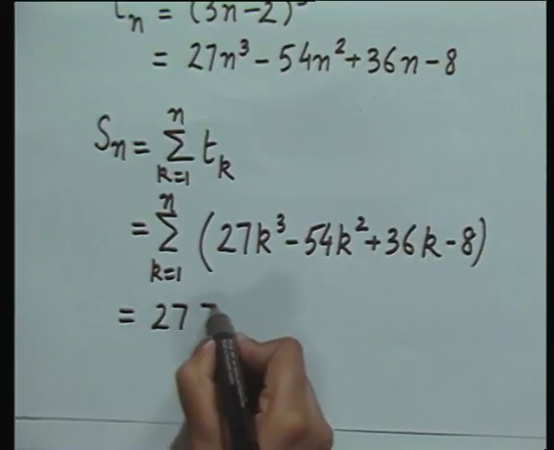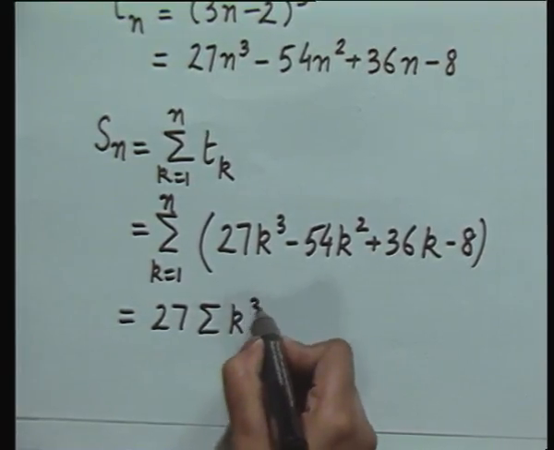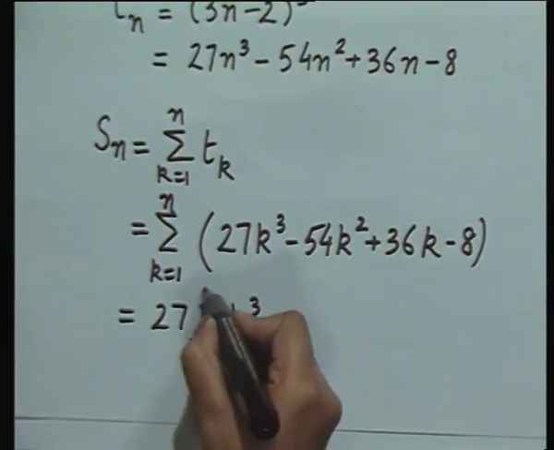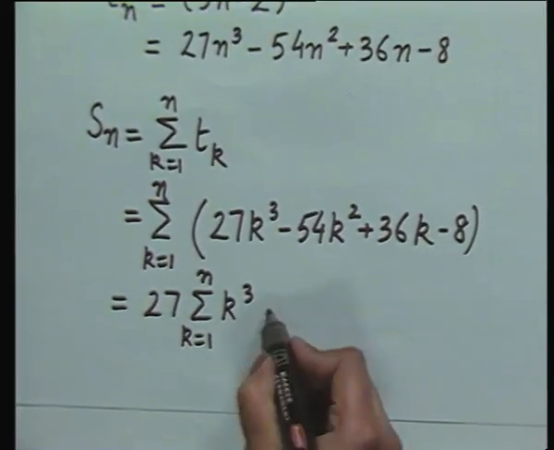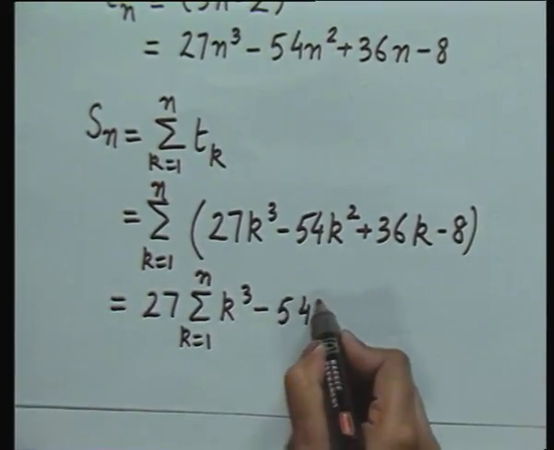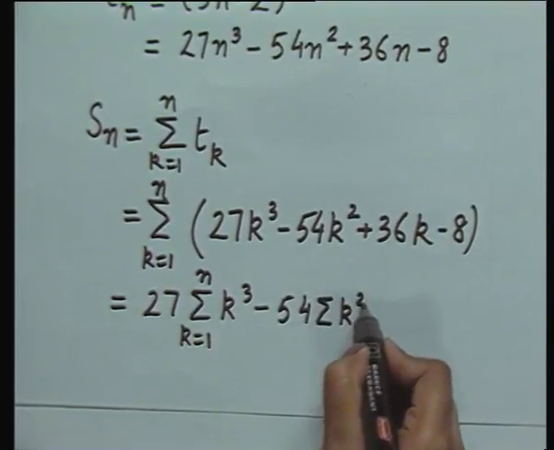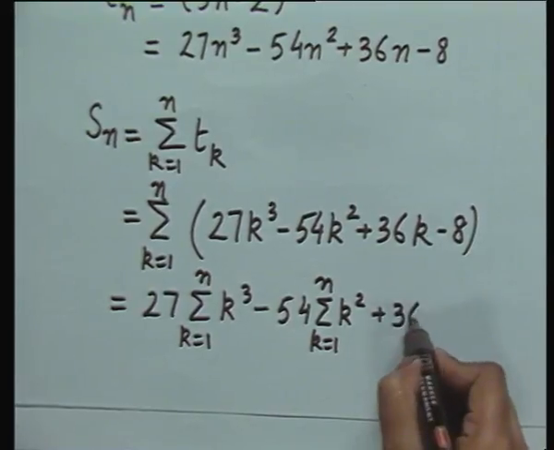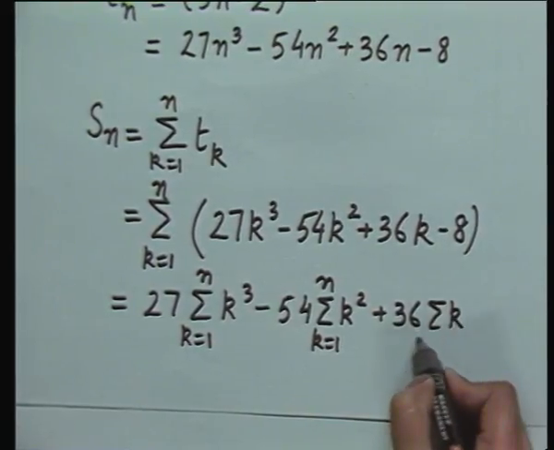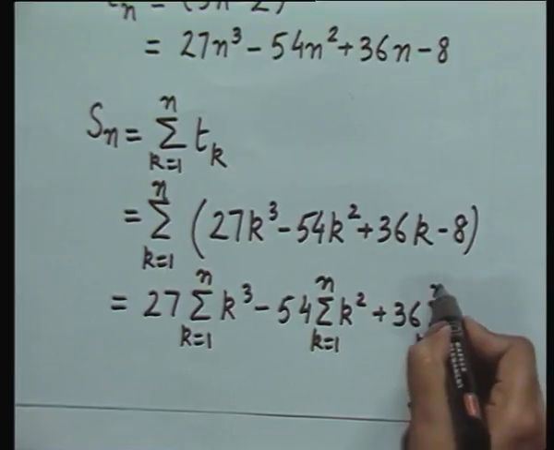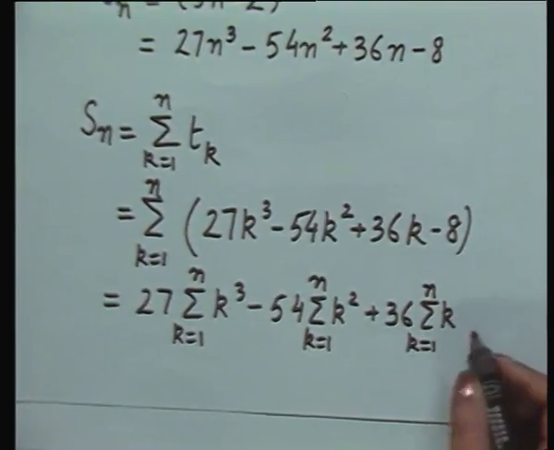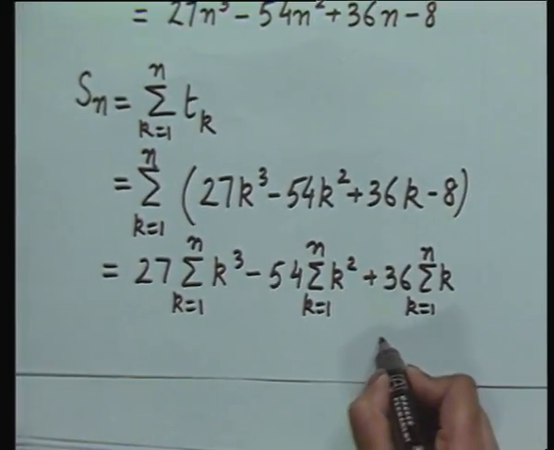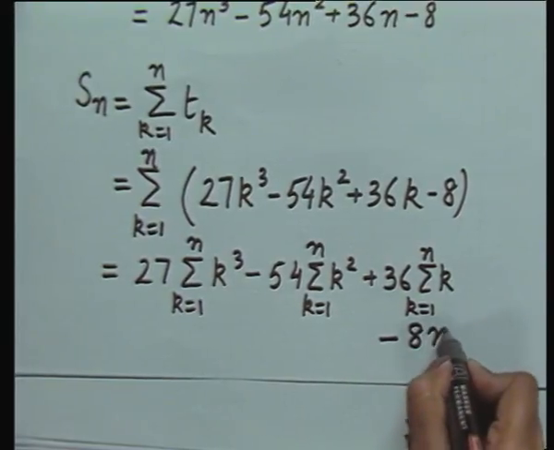27 sigma k cube, k varies from 1 to n, minus 54 sigma k square, as k varies from 1 to n, plus 36 sigma k, where k varies from 1 to n, and you may even write this 8 directly to be the same as minus 8n, because 8 on being added n times is again going to be 8n.